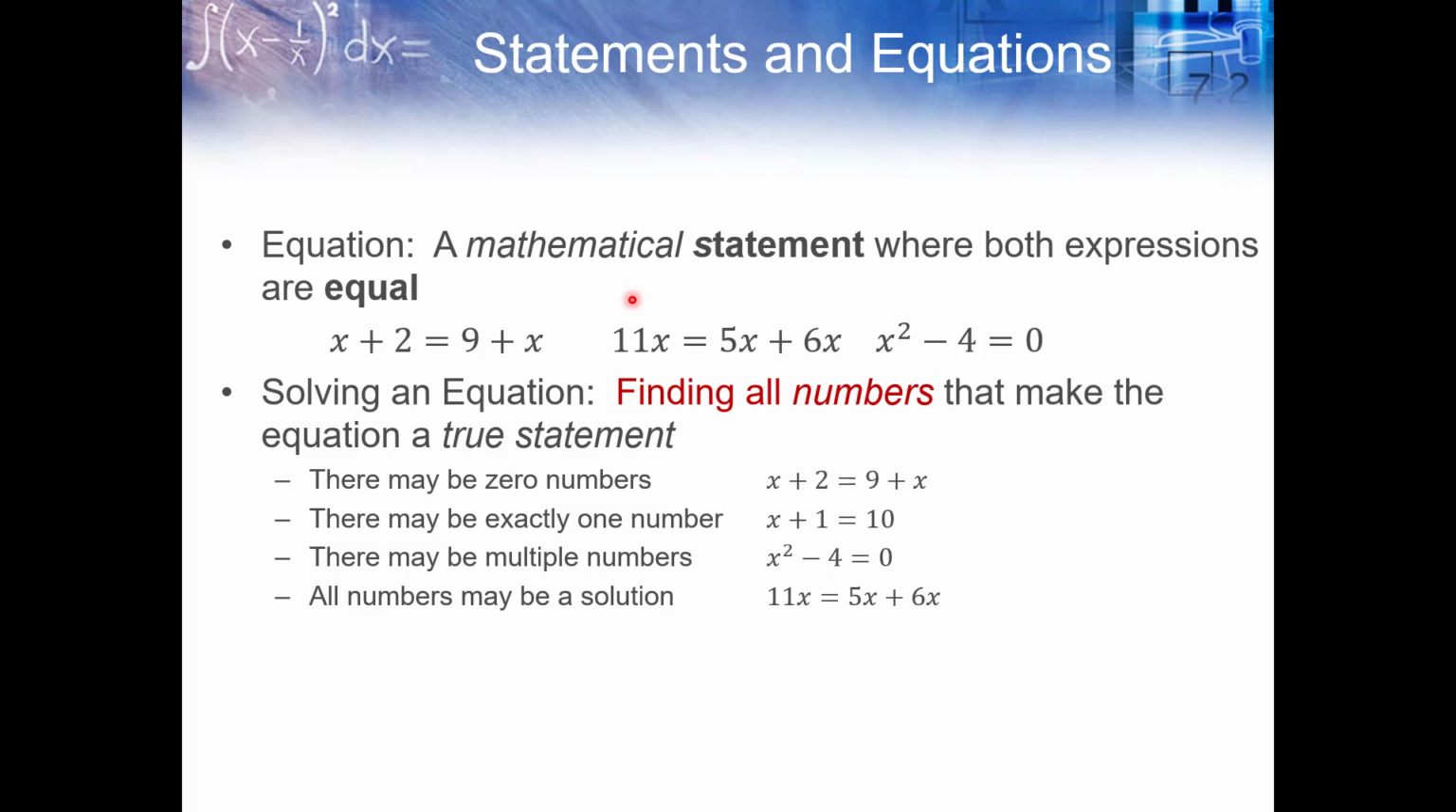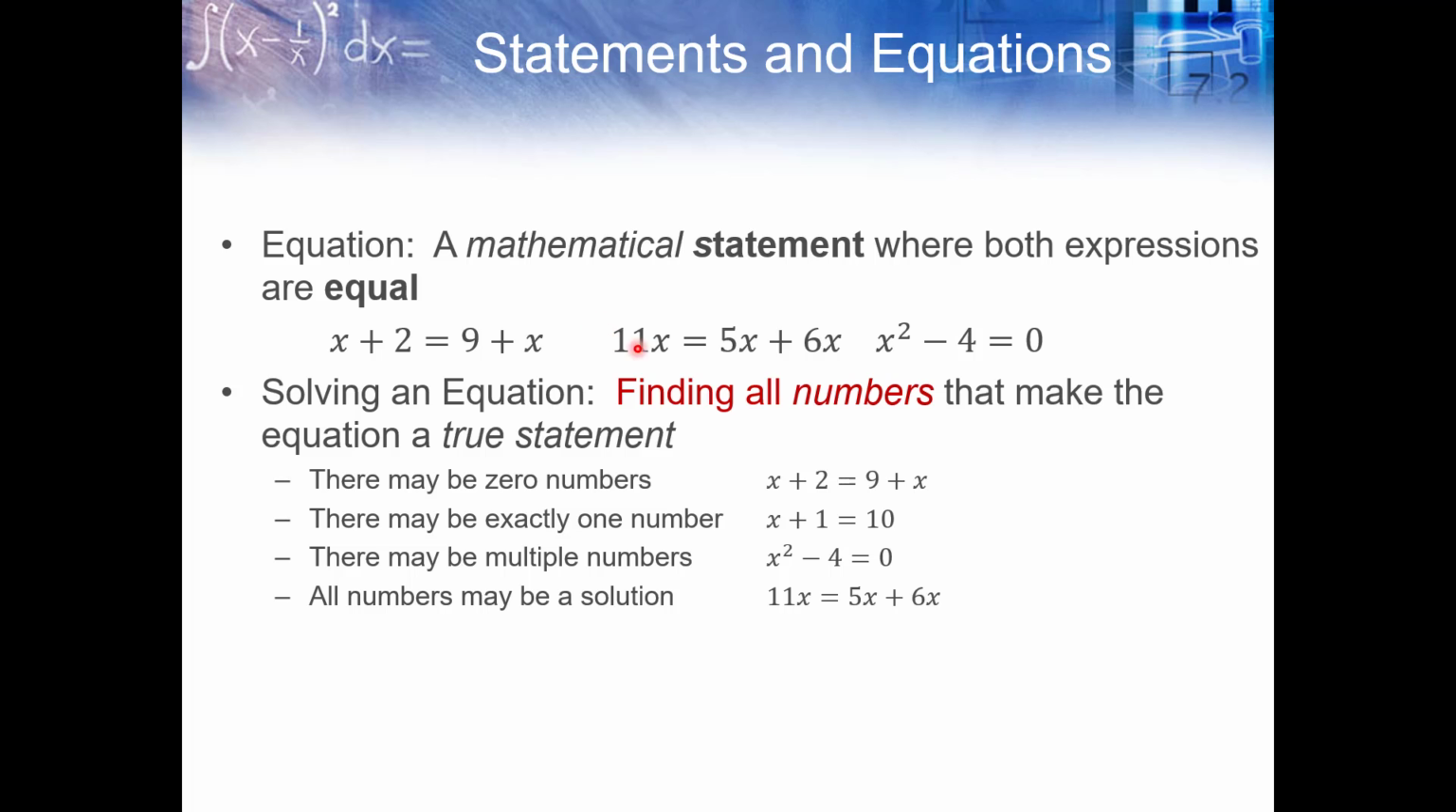And the first question is, well, what is an equation? An equation is a mathematical statement that contains an equal sign, which basically means it's a statement where both expressions are equal. So this right here is a statement, and it says that x plus 2 is equal to 9 plus x. Even though this is a statement, if you look at it, you will realize that it is false. There is no way that x plus 2 can be equal to 9 plus x for any value of x. As a consequence, this statement happens to be false.